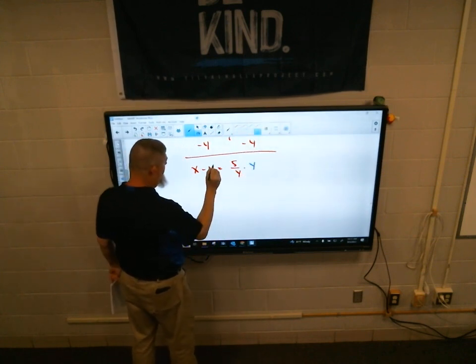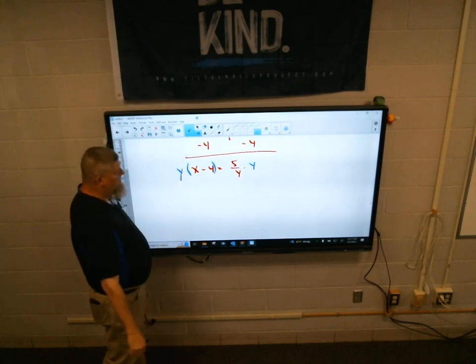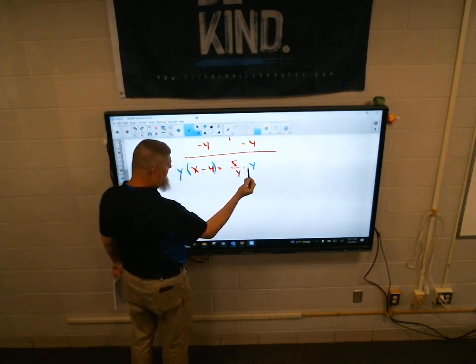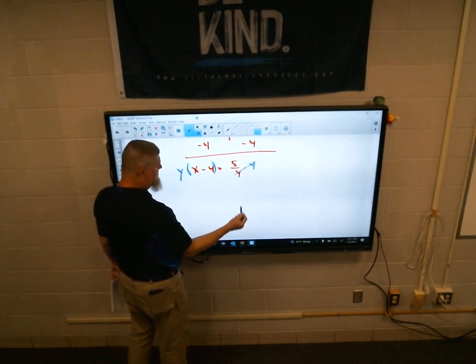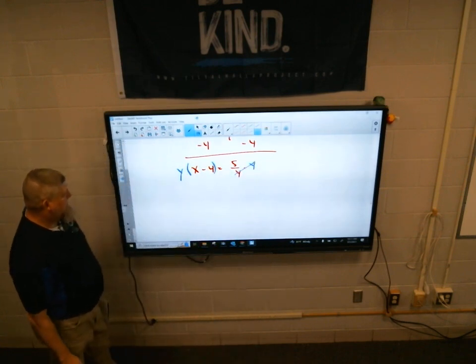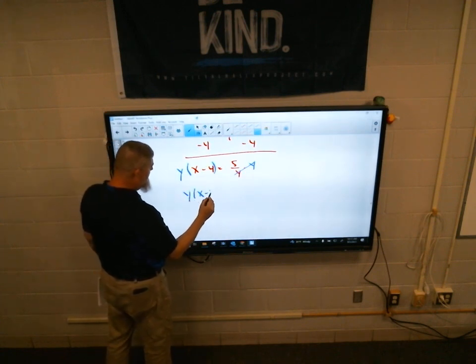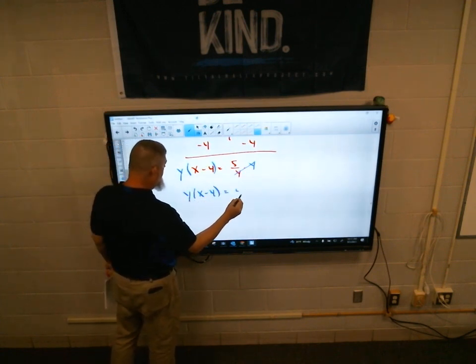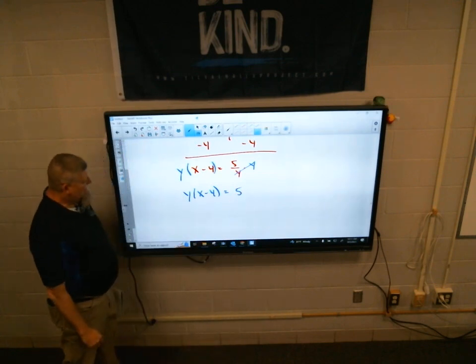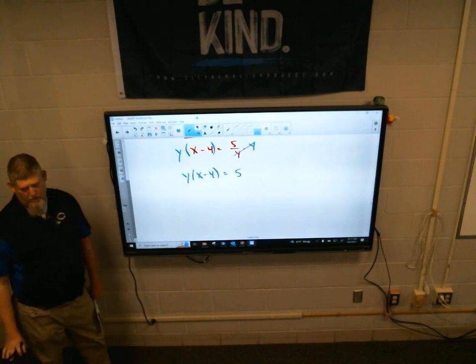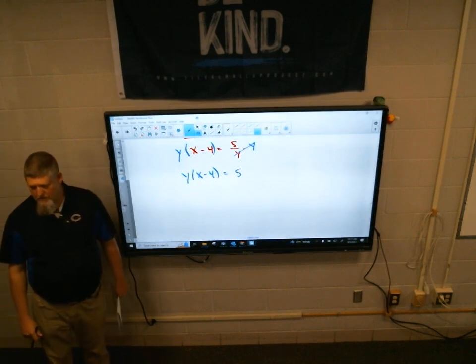Multiply by y. That way, the y in the denominator and the y in the numerator cancels. So then I'm going to have y times x minus 4 equals. All right, now how do I get that y by itself? Don't say distribute, because we don't want to distribute.